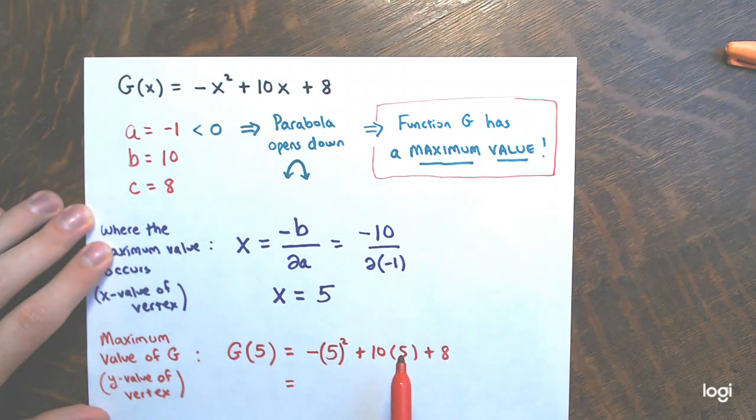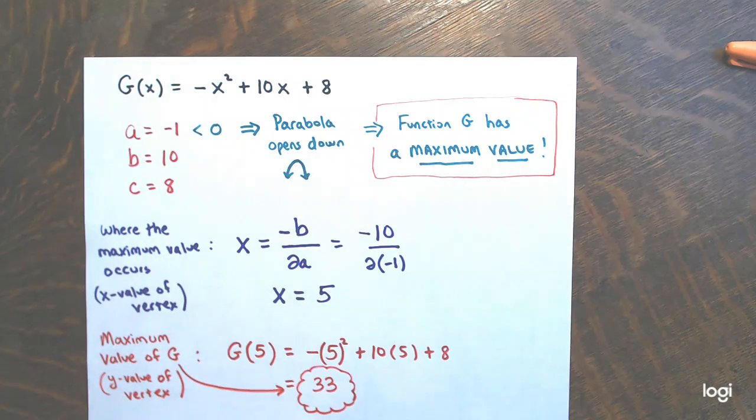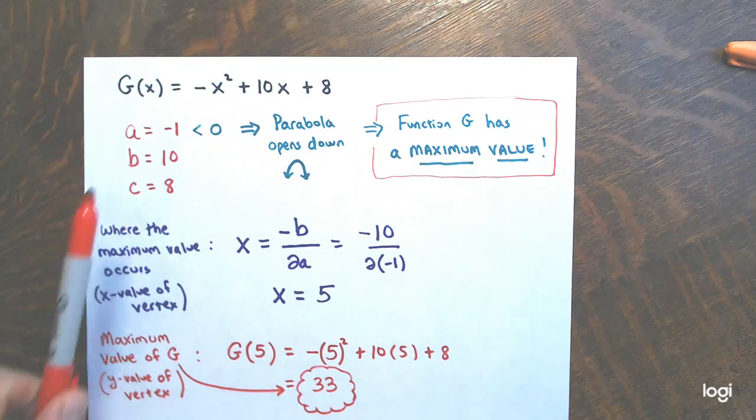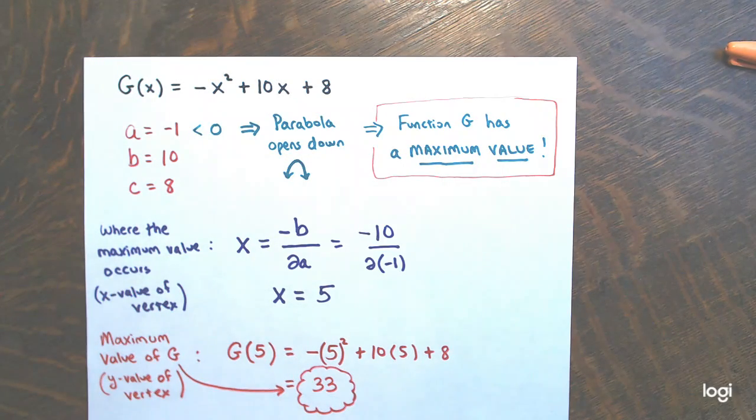Negative 25 plus 50, positive 25. Then plus 8 is 33. And there's the y coordinate of the vertex, the output when x is 5, and this is the maximum value of our function, the largest y coordinate, the largest output you could possibly get no matter what you plug in for x. The highest output is going to occur at x equals 5, and that maximum value will be 33.